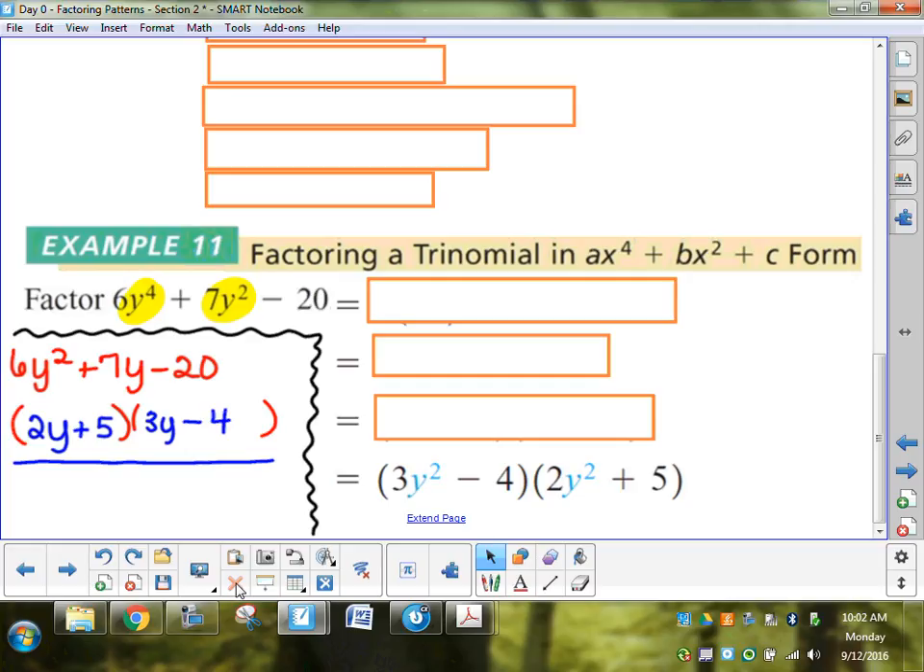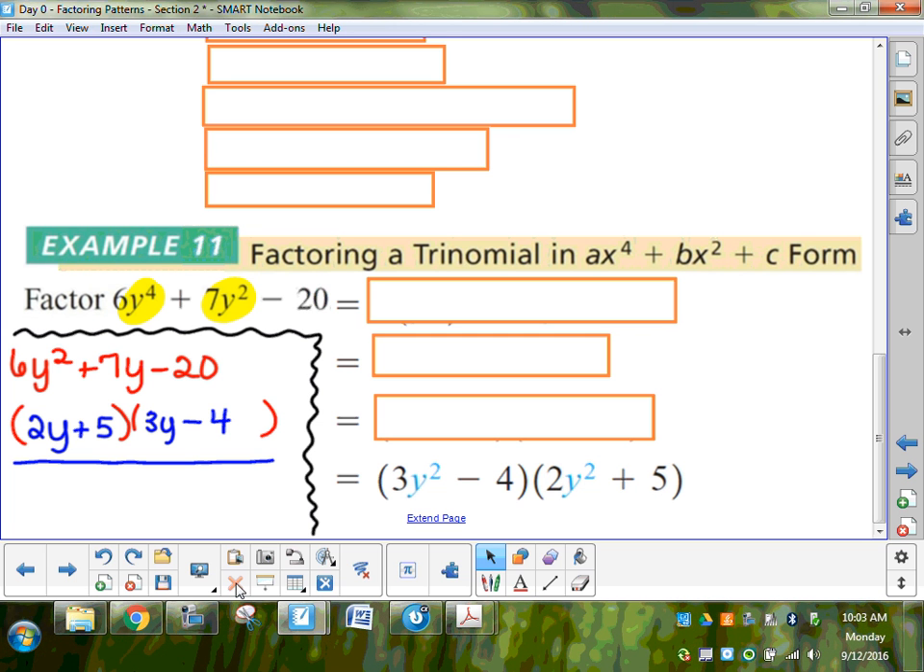And by the way, how can you check to see if it works? Let's do the FOIL. First terms give me 6y squared. The outside terms, in this arrangement, would give me positive 15y squared, and then negative 8y squared. That leaves me with the 7y squared that I was looking to have.